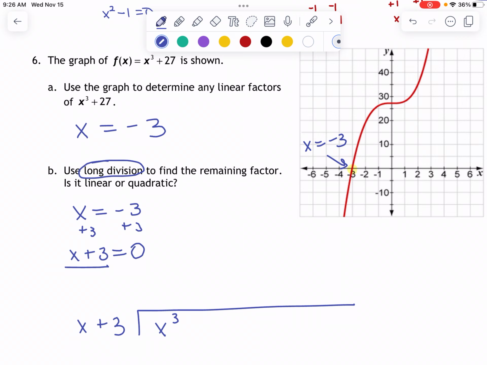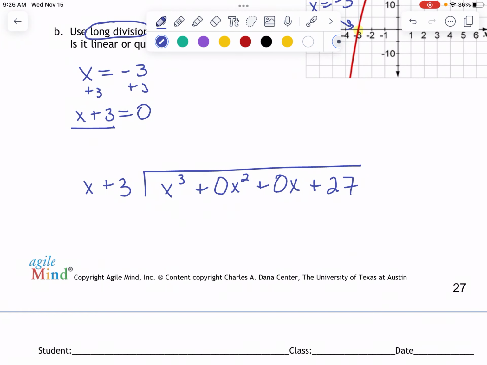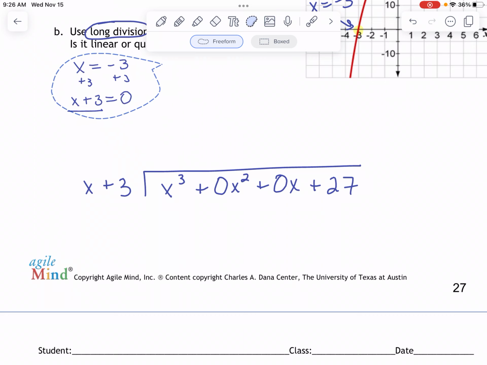This time through, I see an x cubed, I don't see any x squareds, I don't see any plain old x's, but I do see a constant of 27. So it's going to be really helpful if I have those placeholders in there to help me keep track of what's happening. If I'm going to use long division here, I'm going to shrink this up so I have a little bit more space.